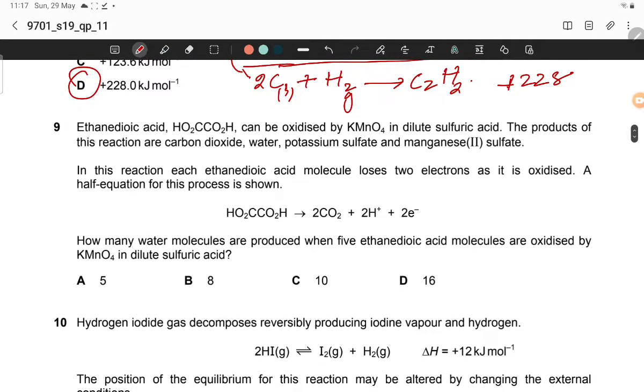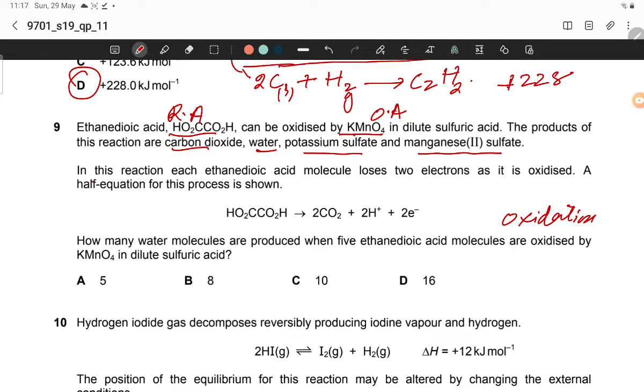Question number 9. Ethane diacid can be oxidized by KMnO4 in dilute sulfuric acid. The products of this reaction are carbon dioxide, water, potassium sulfate, and manganese sulfate. In this reaction, each ethane diacid molecule loses 2 electrons as it is oxidized. A half equation for this reaction is shown. This is an oxidation reaction, so the other will be a reduction reaction. Potassium manganate is used as an oxidizing agent, and this is used as a reducing agent.